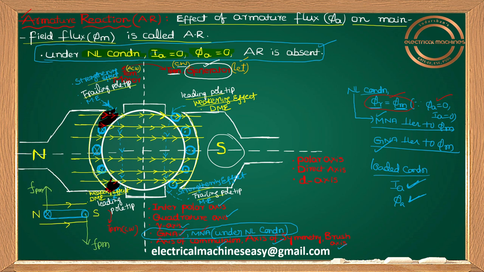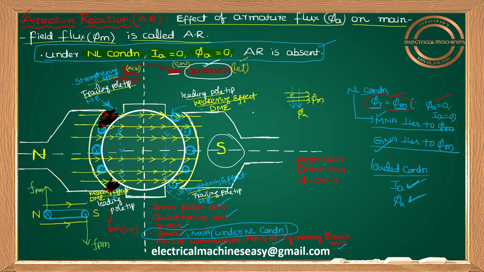So what is the angle in this region? Phi m and phi a, yes, they are opposite. And tell me guys, what about in this region? How much angle are phi a and phi f making? 90 degrees, no? Making 90 degrees means in this region you'll have a cross magnetizing effect. Cross magnetizing effect means like this: if phi a is like this and phi m is from left to right, it's purely cross magnetizing. So the angle becomes almost 90 degrees here.